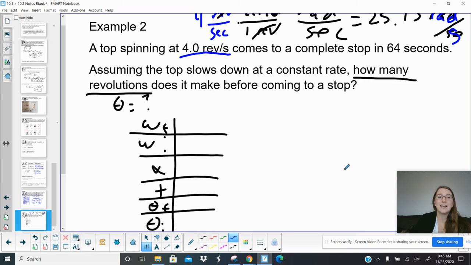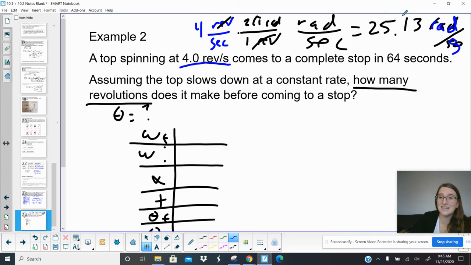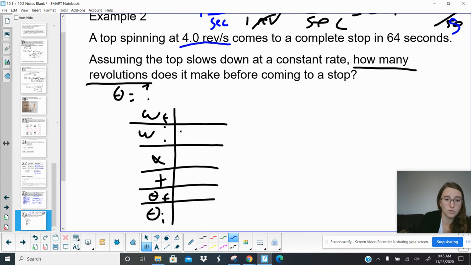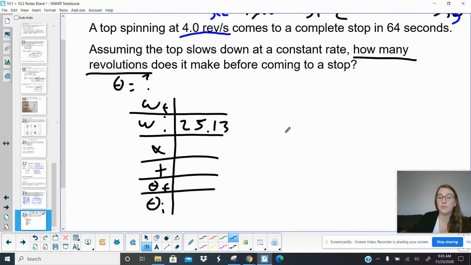Okay, so this is its initial angular velocity. 25.13 is actually its initial because it starts spinning and then it comes to a stop, which means its angular velocity final is 0. It comes to a stop, right? Now, we know there is an acceleration, but we don't know what it is. It just says assume the top slows down at a constant rate.